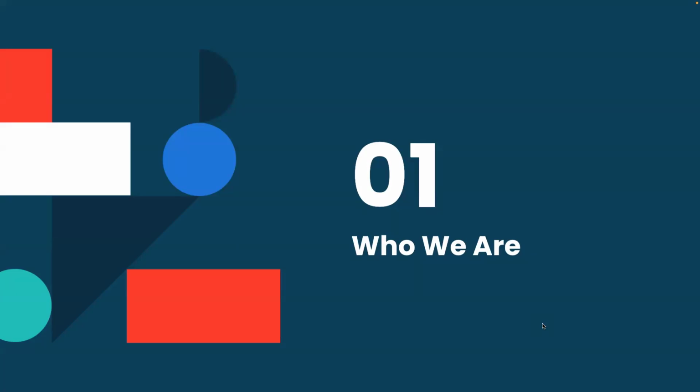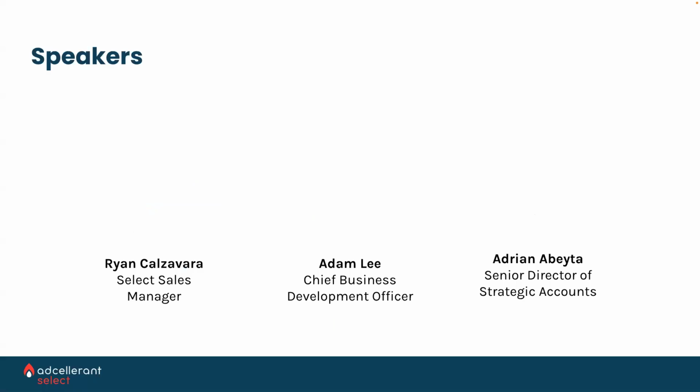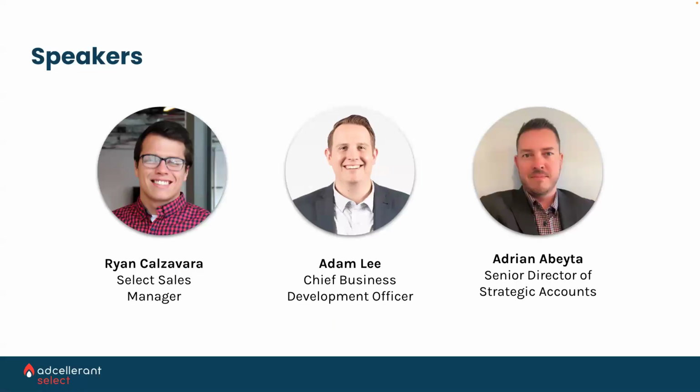But before that, you should probably know who we are. My name is Adam Lee. I'm the Chief Business Development Officer here at AdCellerant. I've been with the company for almost 7 years now. Time flies, absolutely crazy, but I have the best job in the world because I get to go out and tell the story of who AdCellerant is. It's such an amazing story that resonates, and our mission of bringing Madison Avenue level advertising to Main Street marketers is something we live by every day.